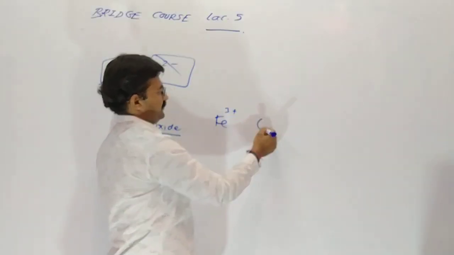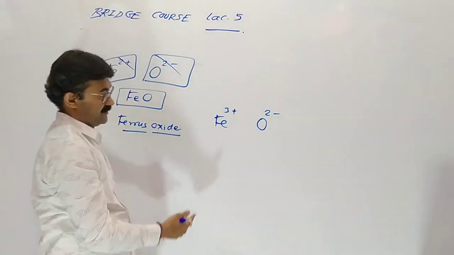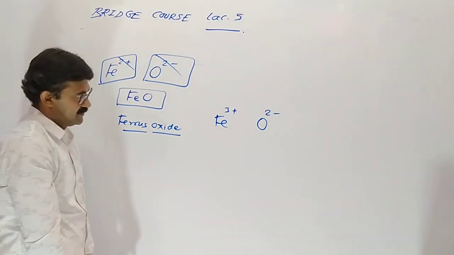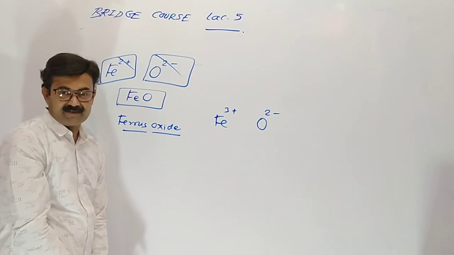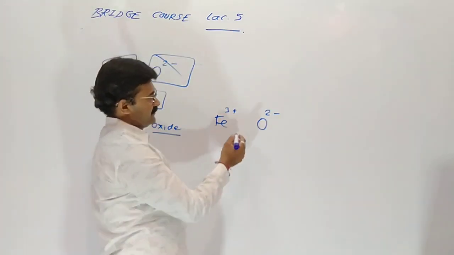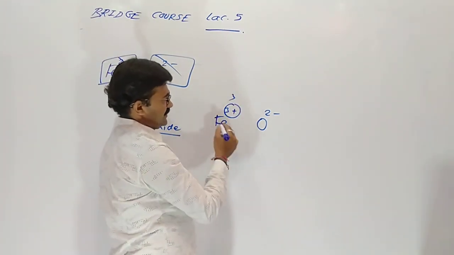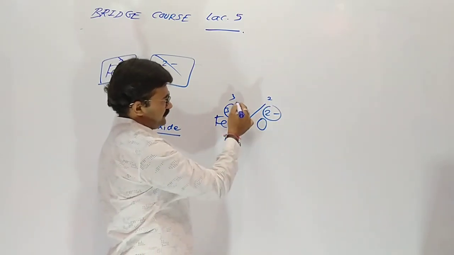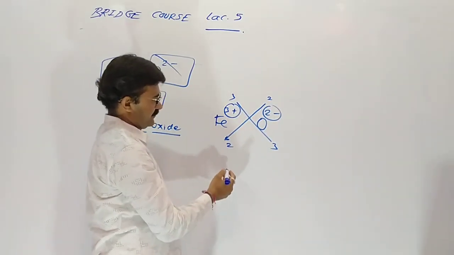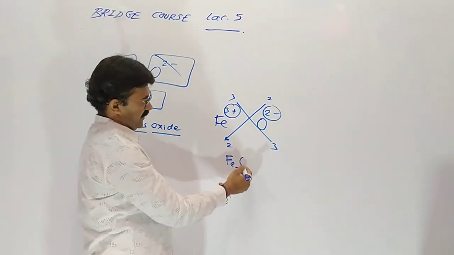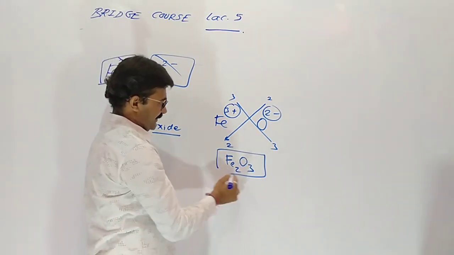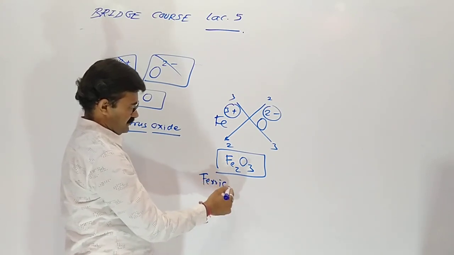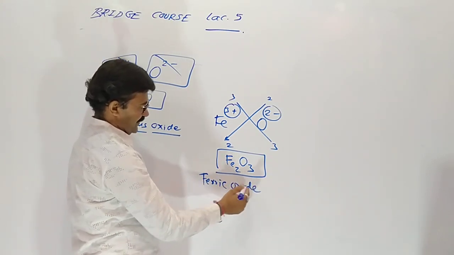But Fe3+ and O2-. Here it is compulsory to take a cross multiplication. Why? Because the charge is different. 3 means 3, minus 2 means 2. Multiply 2 to Fe and 3 to oxygen. So Fe 2 times, oxygen 3 times. So ferric oxide.